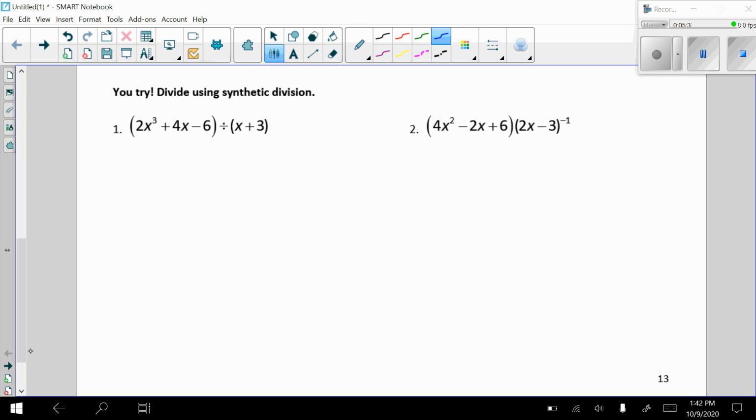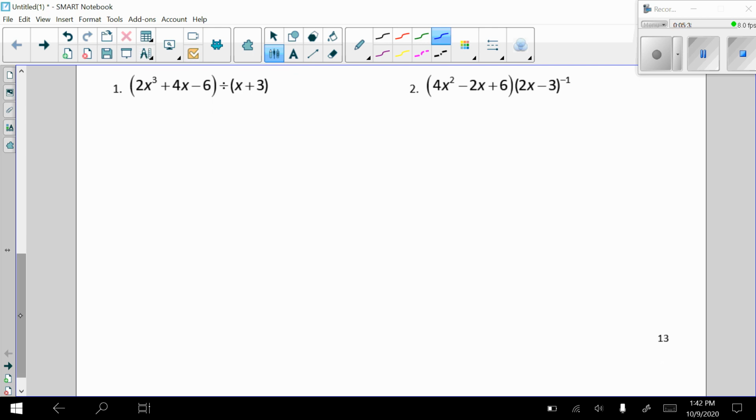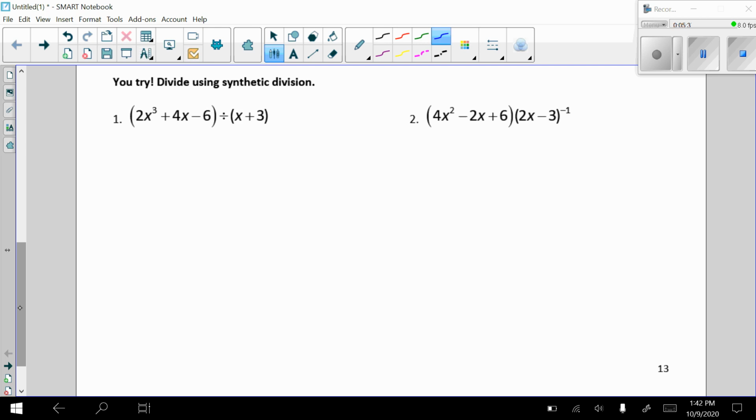So on number 2, we're going to set this up again. I know it says you try, but we're going to do this one together. Remember, we make our little pocket. Then we go ahead and we write the coefficients of our terms in descending order, being careful to add any placeholders. So we have 2x cubed. We don't have any x squareds. 4x, and then negative 6 is our constant.